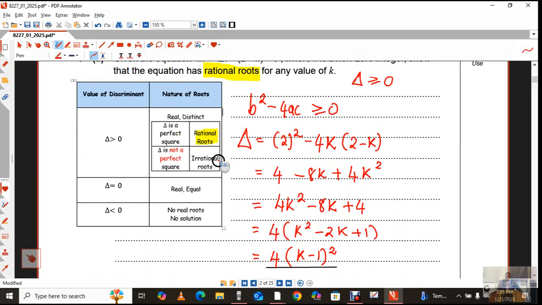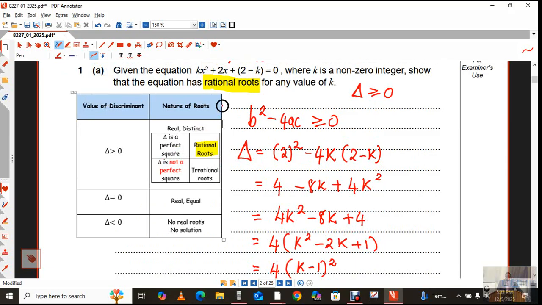Right. So I'll keep this handy. You can pause the video and write this down for yourself, whenever you get questions on describing the nature of the roots of a quadratic equation.